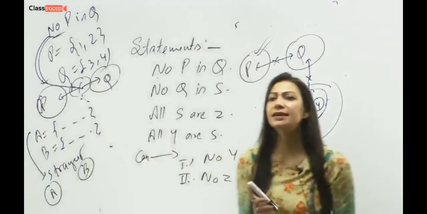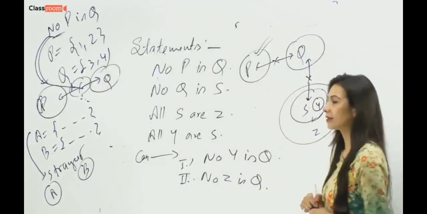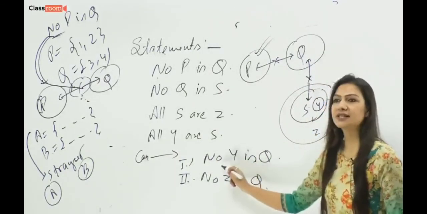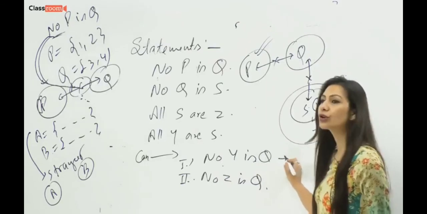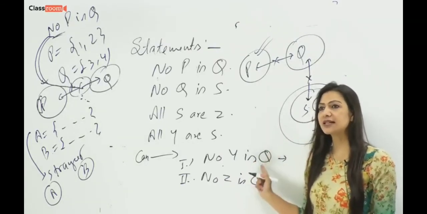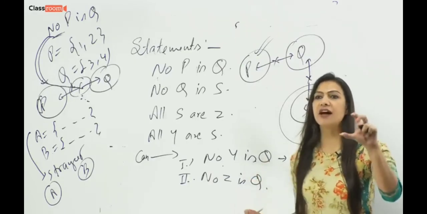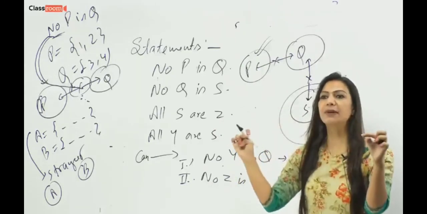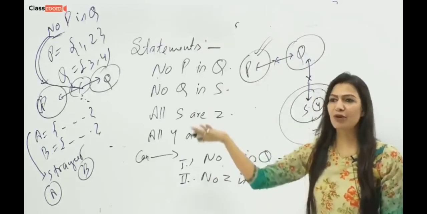Let me explain. See, most of you are saying that the first is correct. So this is what the first is, no Y is Q. Just imagine what you want. This will be considered correct if between Y and Q, I have a complete cross, directly or with the help of any circle.